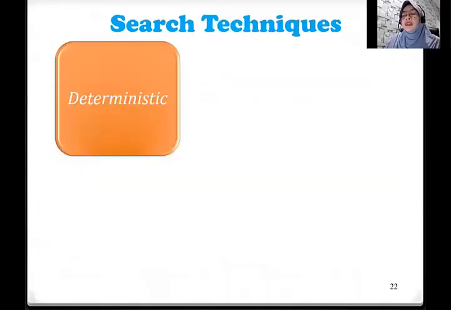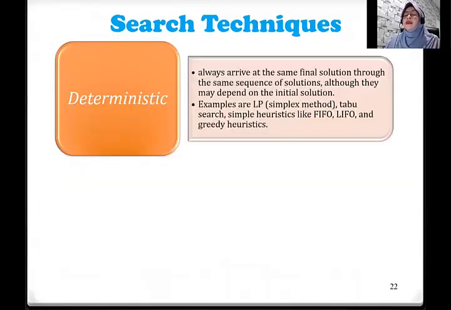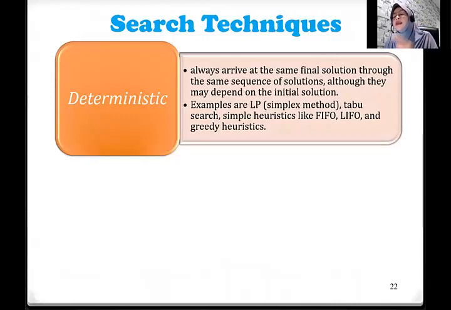So what is a deterministic search technique? A deterministic search technique always arrives at the same final solution through the same sequence of solutions, although they may depend on the initial solution. For example, linear programming with the simplex method, or tabu search, or simple heuristics like first in first out, last in first out, and greedy heuristic.